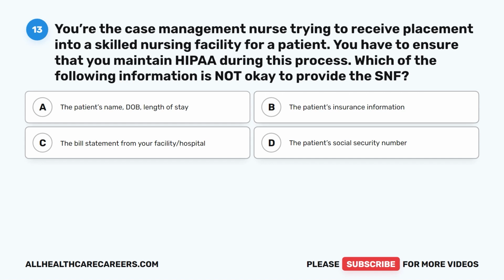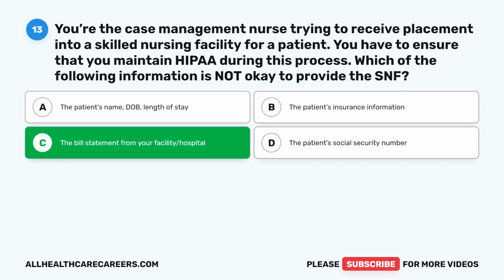A. The patient's name, DOB, length of stay. B. The patient's insurance information. C. The bill statement from your facility hospital. D. The patient's social security number. The correct answer is C. The bill statement from your facility hospital.